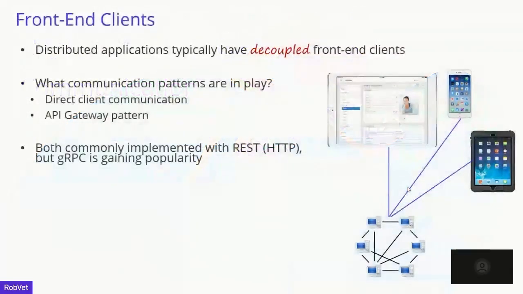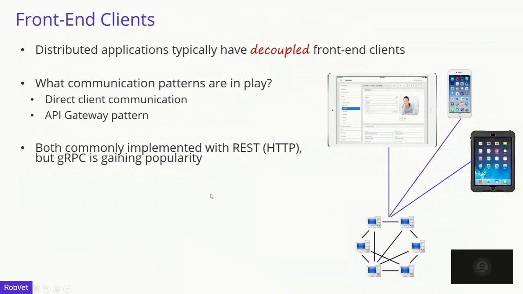Here's front-end. So you think about front-end clients, typically distributed applications, microservices pretty much expose themselves, if you will, kind of a bad play on words, to decoupled front ends. Typically the front end is not part of the microservice. So we could have a mobile application, here's an iPad tablet application, we could have a web application, the desktop version. So when we have these independent front-end clients, what communication patterns come into play for talking to back-end microservices?